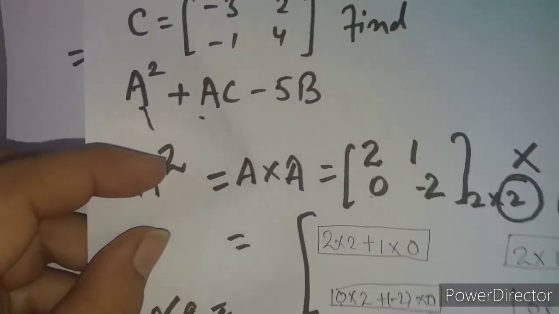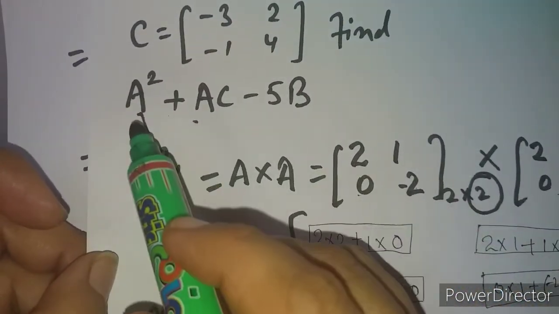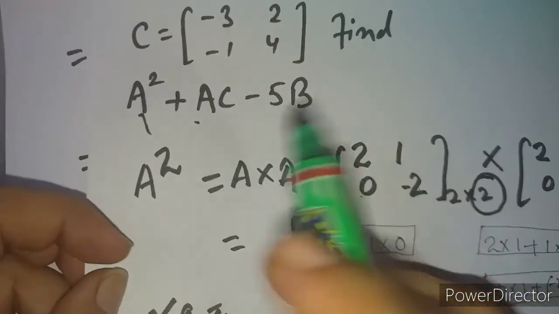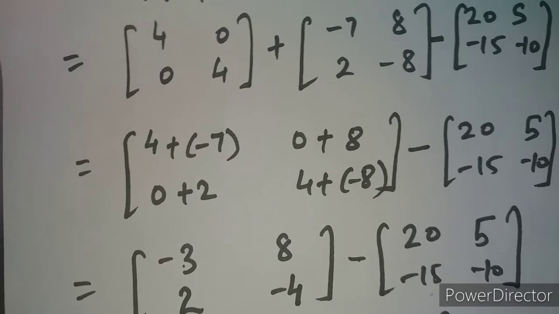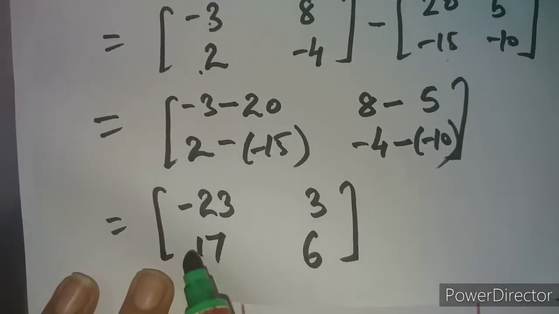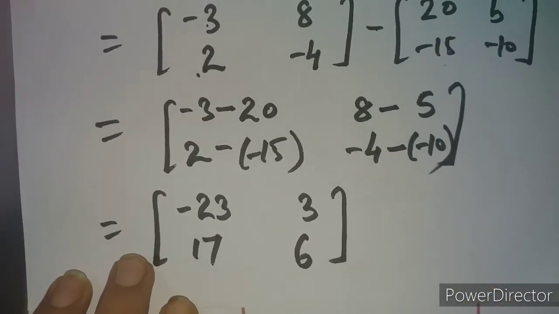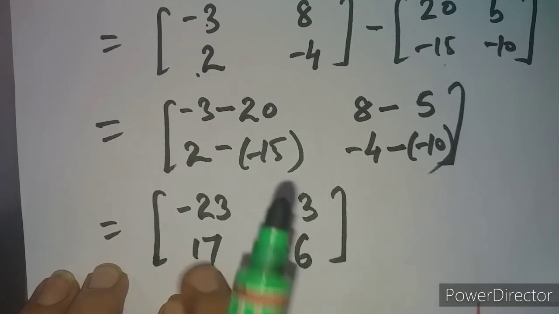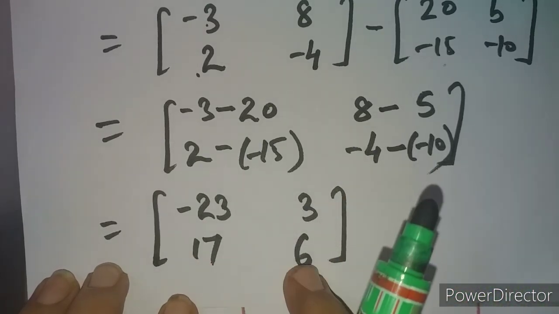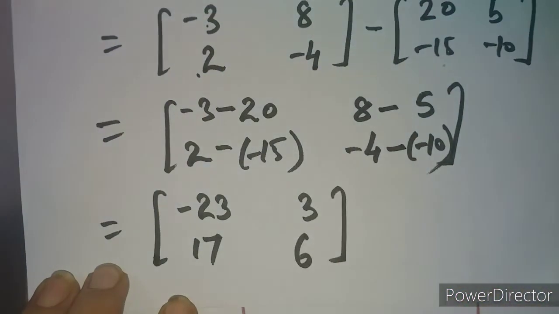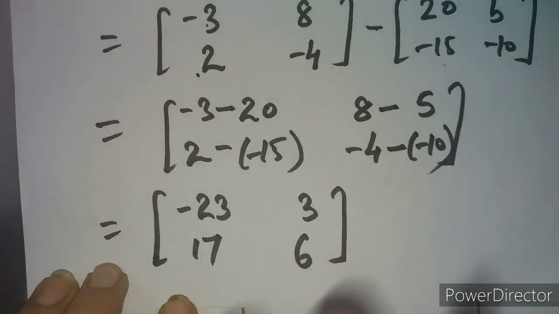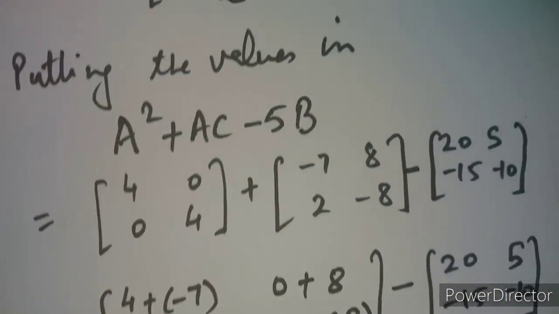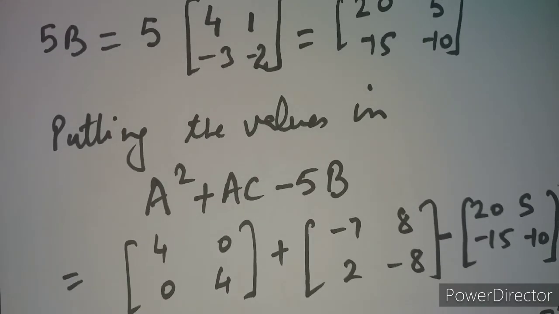So we started with the question, find the value of A square plus AC minus 5B. Okay, so we spent some time, we solved the full answer here, then we got the final answer as this only. So the meaning is that the operations on the matrices will fetch you an answer in the form of a matrix only, remember, and do take care of all the orders, all the operations, right? And take care of the calculations also.